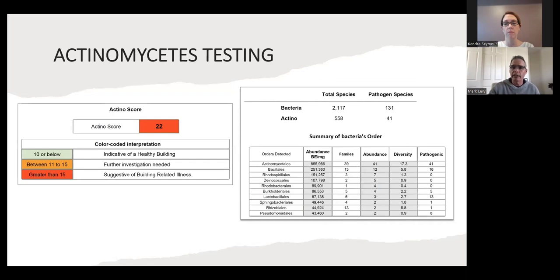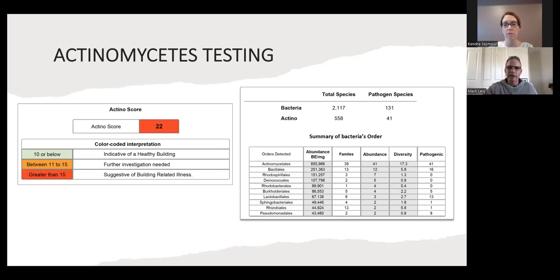So let's take a look at the Actinomyces report. They're going to give you a scoring system. And I will say to you that when it comes to the scoring system, I don't really pay a whole lot of attention to the scores. Obviously, you can see here that this is a red zone, which is telling you that there is a suggestion that it's building-related illness. But at the end of the day, it's really important to get into the specifics in terms of really what's there.